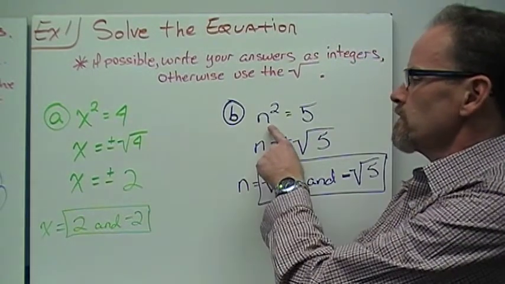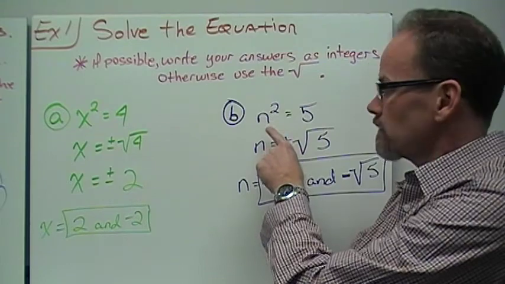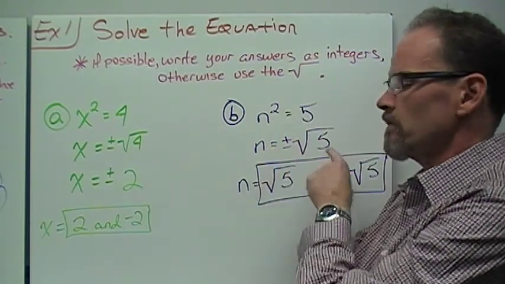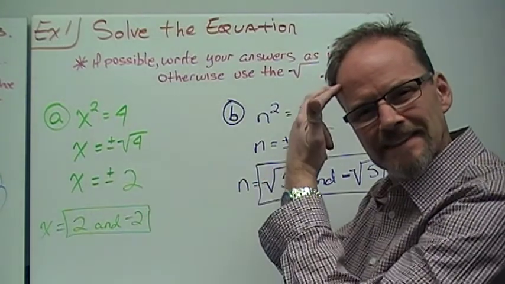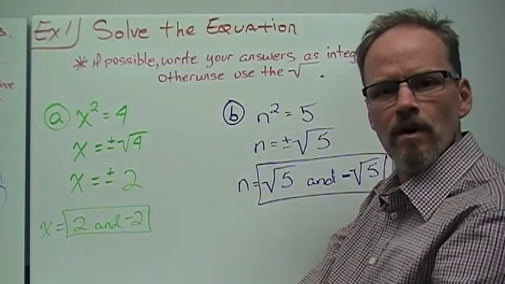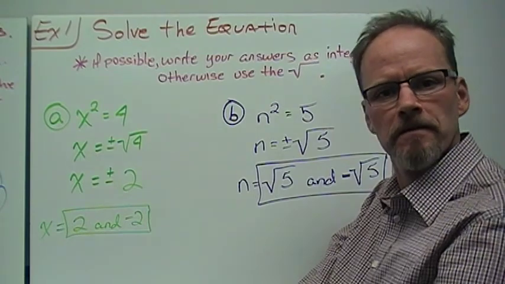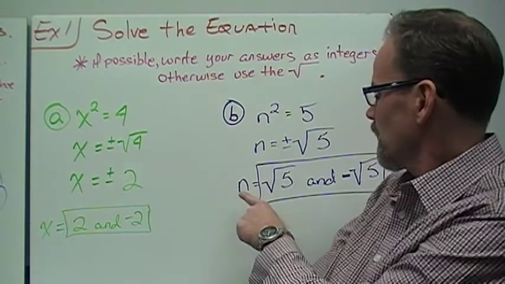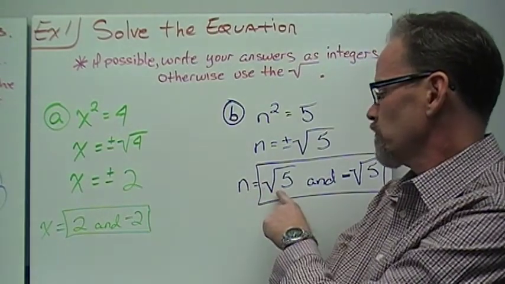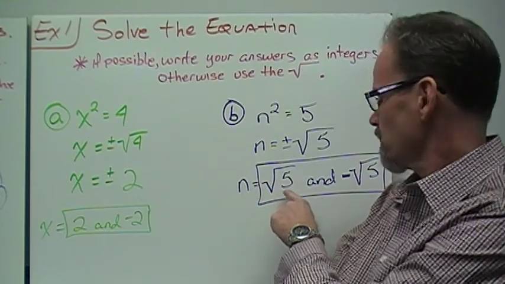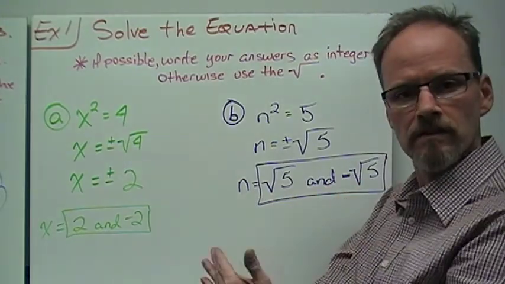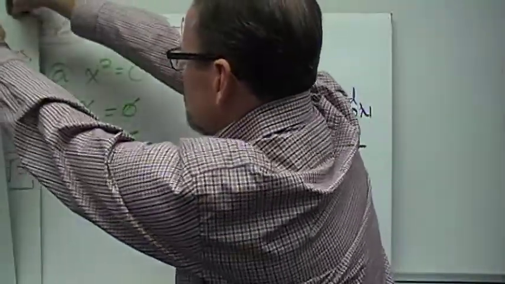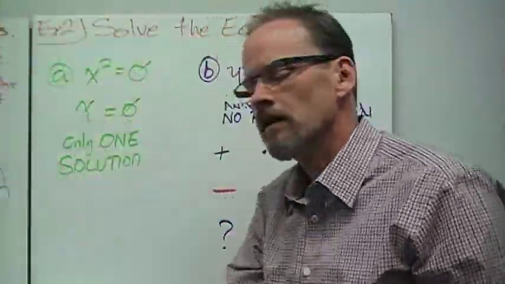In this situation, n squared equals 5. I would write this out, n equals positive or negative square root of 5, and I'm thinking, oh, that's not a perfect square. That's going to be approximately something. So we're going to leave the radical sign in there, and so n ends up being a positive square root of 5 and a negative square root of 5. We'll just leave our answer just like that. Another example here.